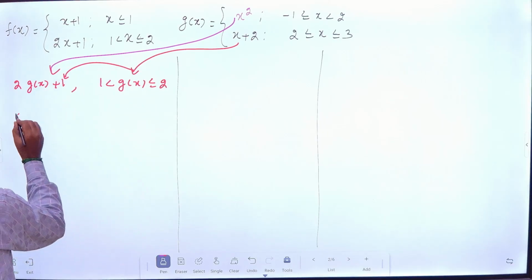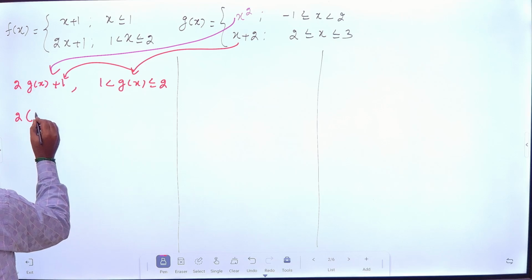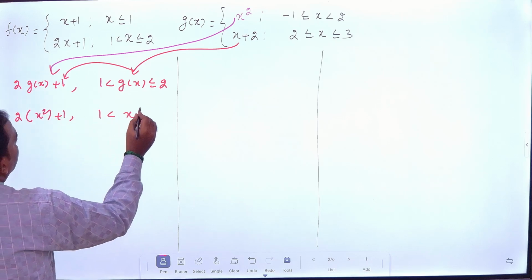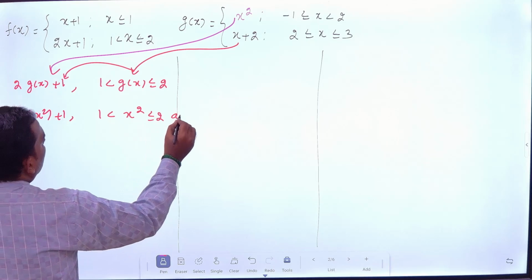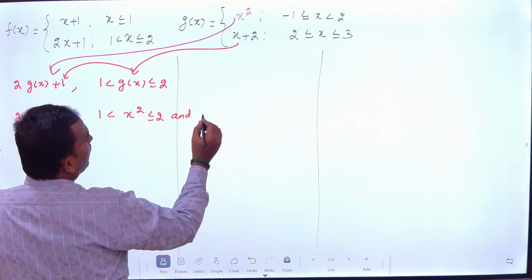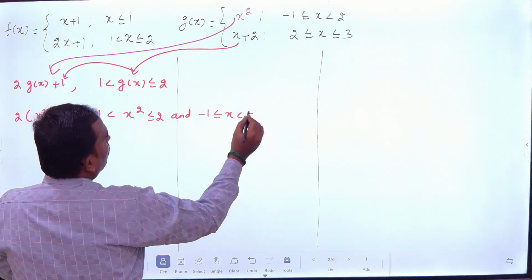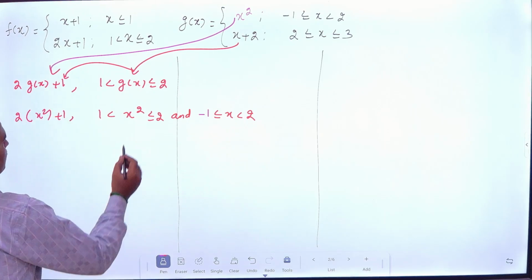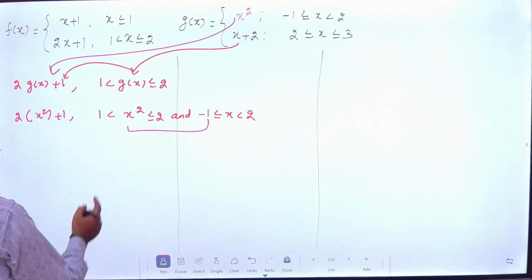First you can apply x square. 2 times x square plus 1, where 1 is less than x square less than or equal to 2. When x square is defined, when x is from minus 1 to 2, you have to take that also. Got it? Okay. Now you can solve these two things, right? You have to solve this quickly.